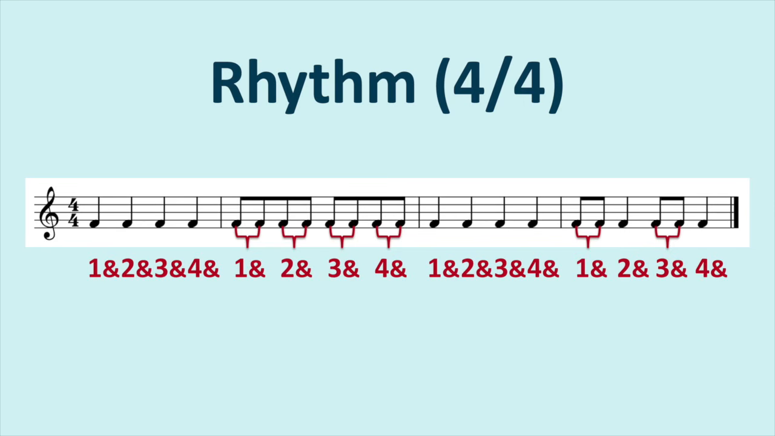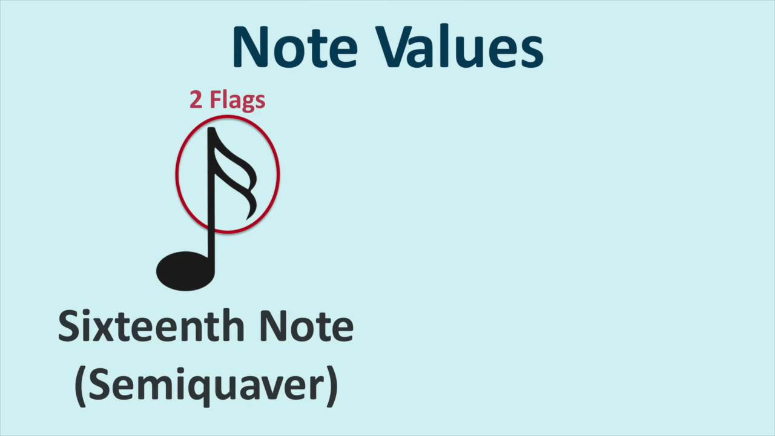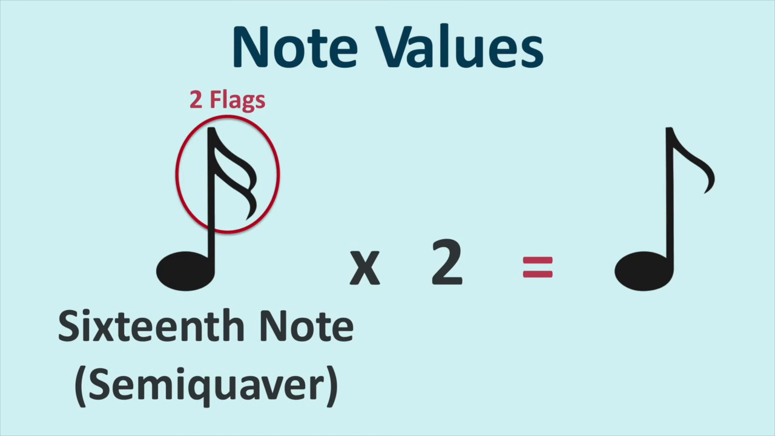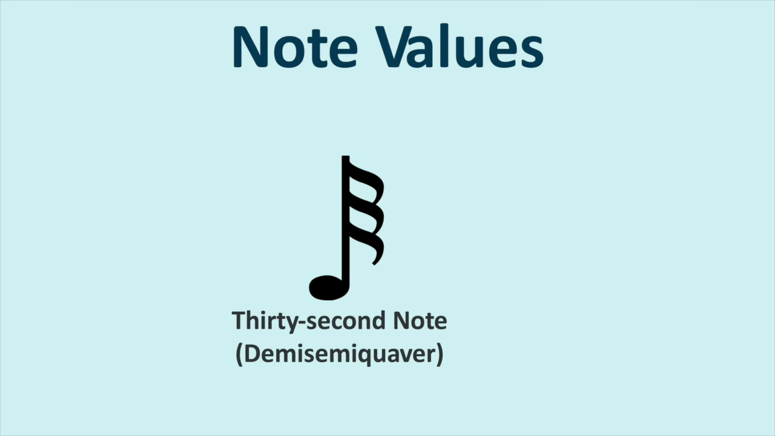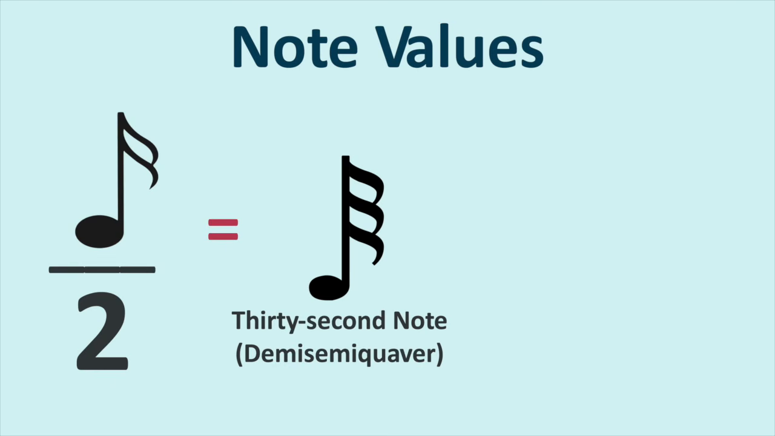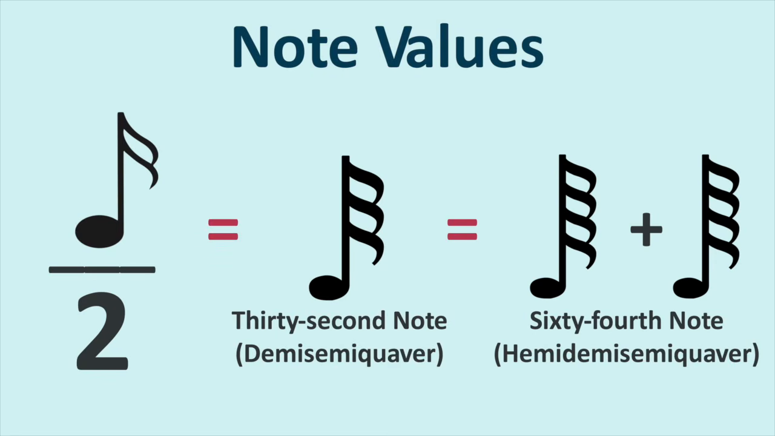In fact, we can add more flags to the notes. When there are 2 flags, it's a 16th note or semiquaver, and 2 16th notes equal 1 eighth note. Similarly, when there are 3 flags, it's a 32nd note or demisemiquaver, and 1 32nd note lasts half as long as a 16th note, and twice as long as a 64th note or hemidemisemiquaver. But it will be too difficult for beginners to count these note values. Just knowing how to count your rhythm with eighth notes is good enough.